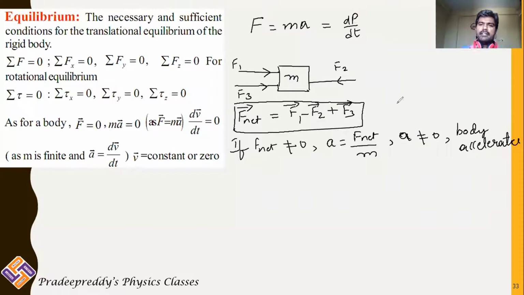Body accelerates, and this is purely translatory motion. Translatory motion is motion in a straight line. Translatory motion in the sense that if the body is moving purely along a straight line path, then we say that it is translatory motion. If F net is not equal to 0, then the body would continue in translatory motion. This is condition number 1.